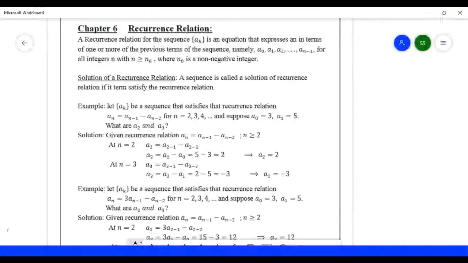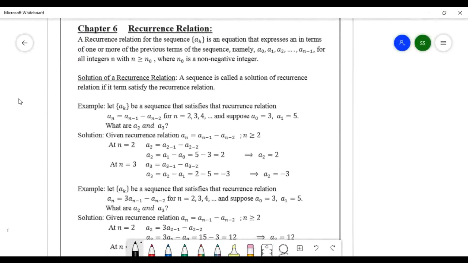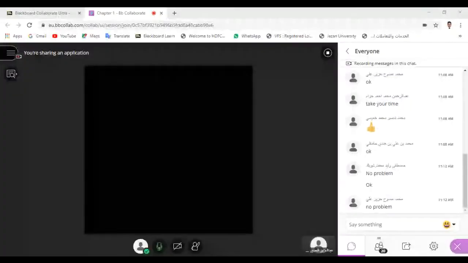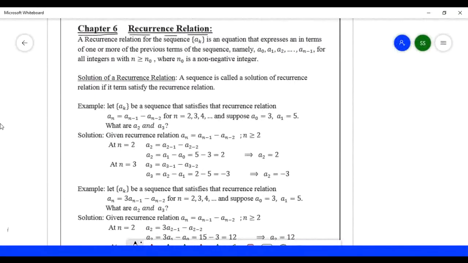Okay, so I start with this recurrence relation, chapter number 6. Chapter number 6, recurrence relation. Okay, so recurrence relation, let me define first.